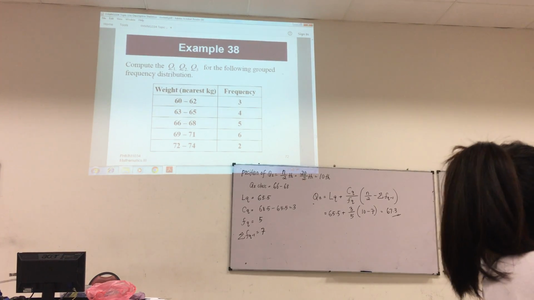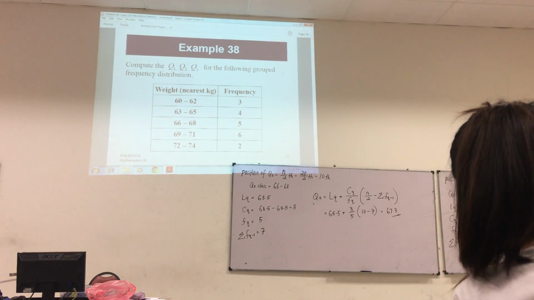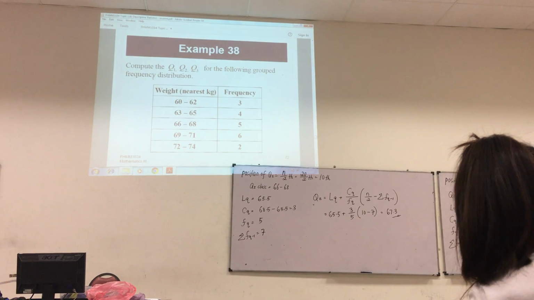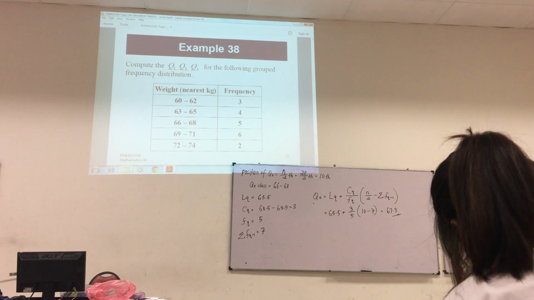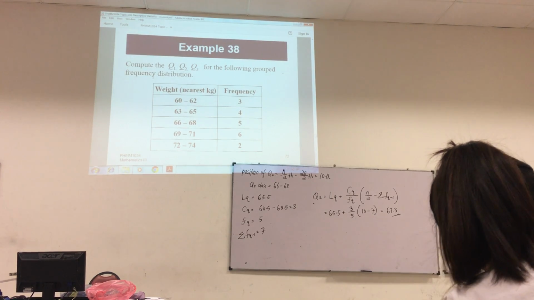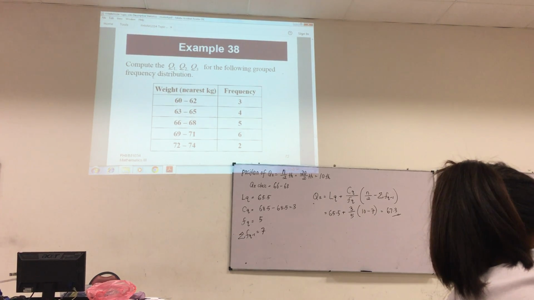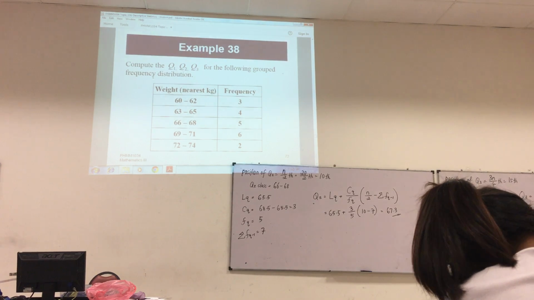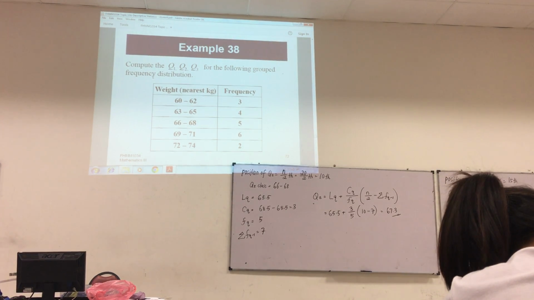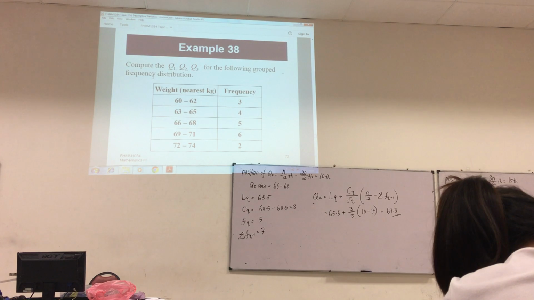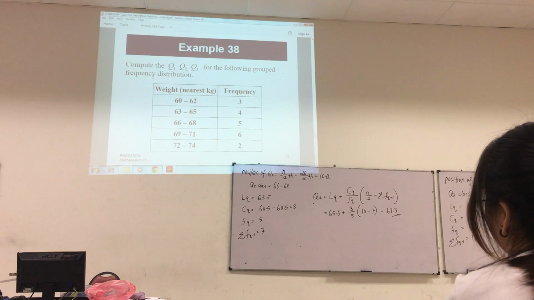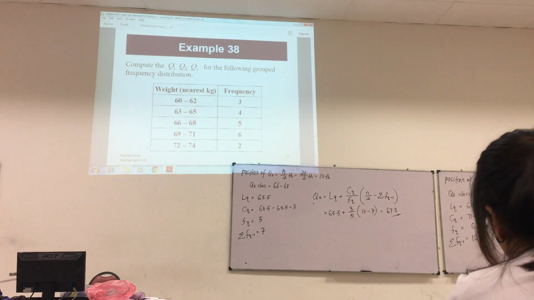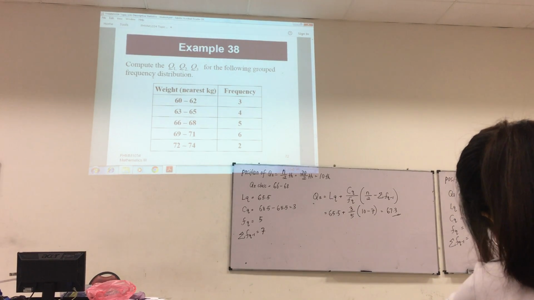I believe most of you should be able to list down all this information. So now we are going to substitute the information one by one. 68.5 plus 3 divided by 6, times 3n over 4 minus the cumulative frequency, which is 15 minus 12. So 9 over 6 is 1.5, and you get 70 exactly. So that will be my value of Q3.